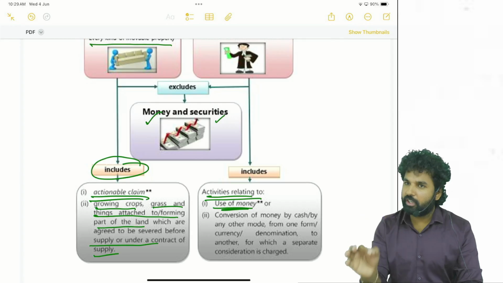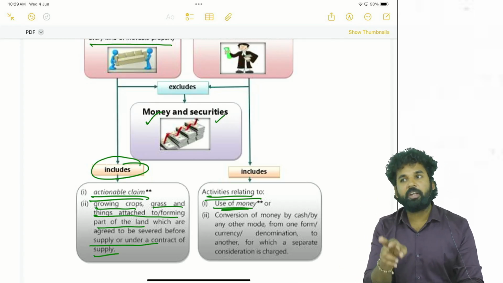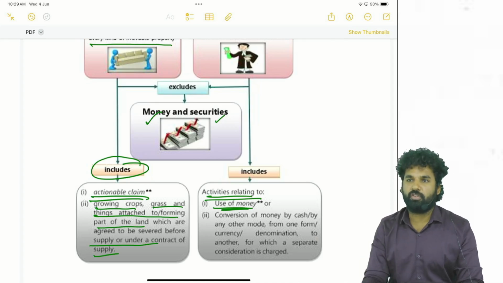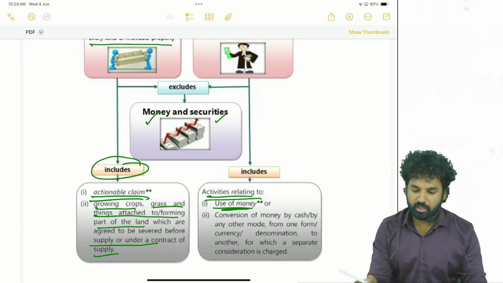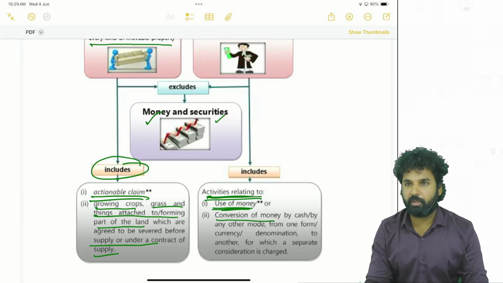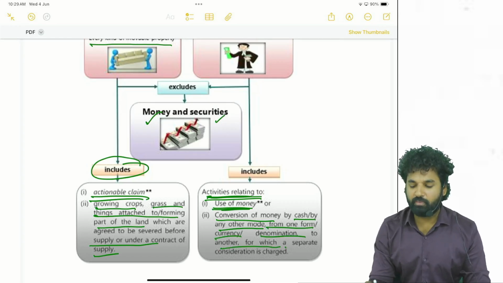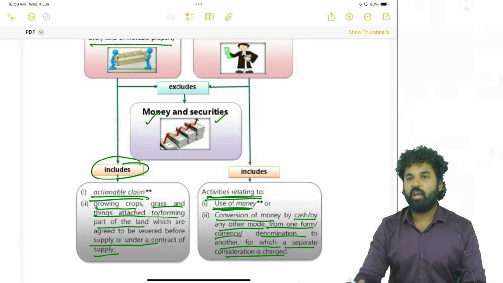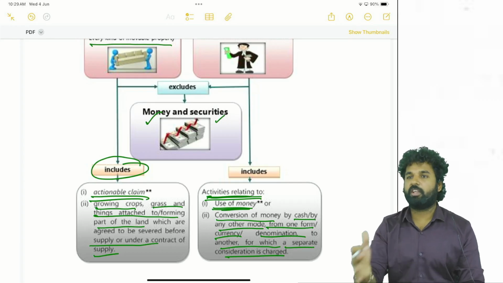So we are not saying straight away that money is a good or a service. Activity relating to the use of money is a service. Activity relating to the exchange of currency is a service. Activities relating to the use of money, or conversion of money by cash or any other mode from one form, currency or denomination to another form, for which a separate consideration is charged, can be treated as a service.